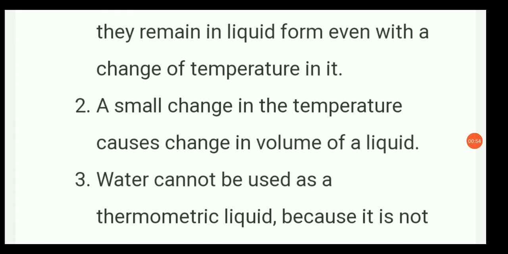So it stays in liquid form, because its boiling point is very high for mercury. Second point, a small change in temperature causes change in volume of liquid. So if there is a small temperature change, the mercury volume increases or decreases accordingly.